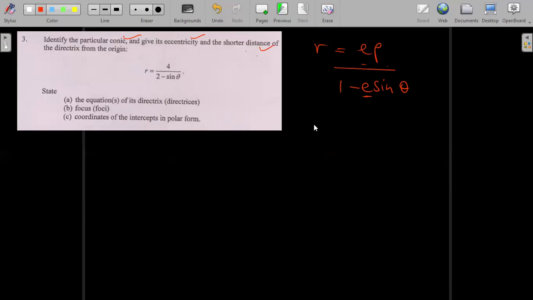Of the directrix and also the foci and the other coordinates. So now, how are we going to do that one? We first have to graph this. In order to graph, we have to get points. So how do we get those points?